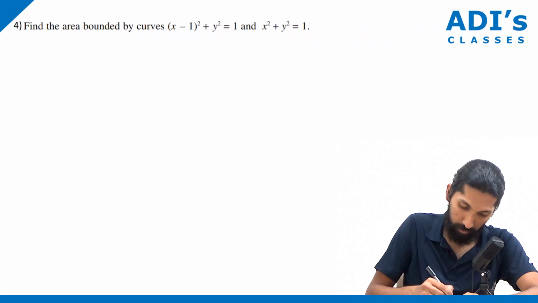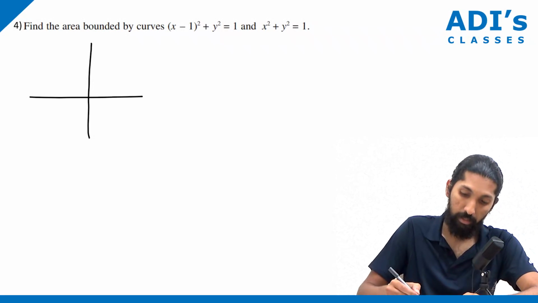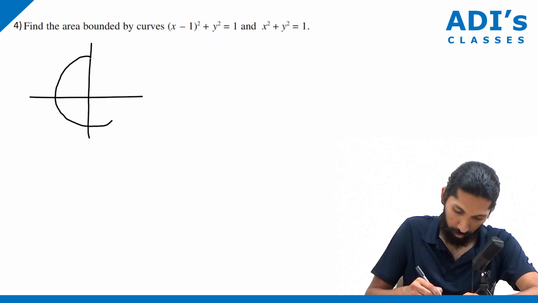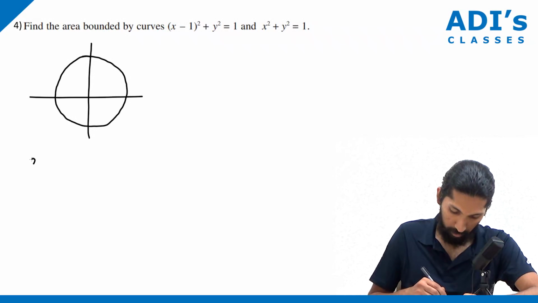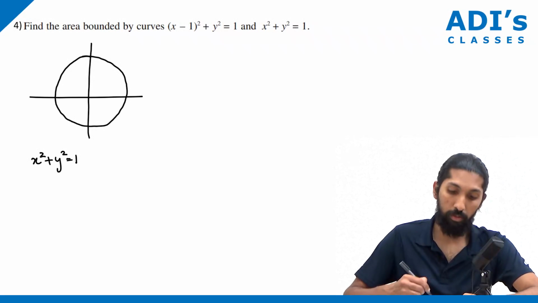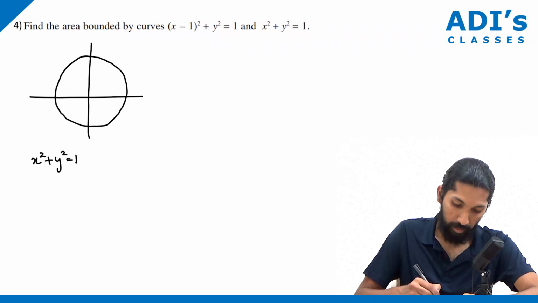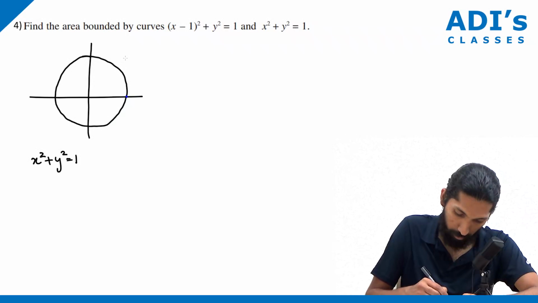So here, first what you have is the x and y axis. The first curve, x square plus y square is equal to 1. This is going to be the first curve. So this is x square plus y square is equal to 1. Now you have x minus 1 whole square plus y square is 1. In the sense, the center is going to be here. So here you're going to have a circle, something like this.